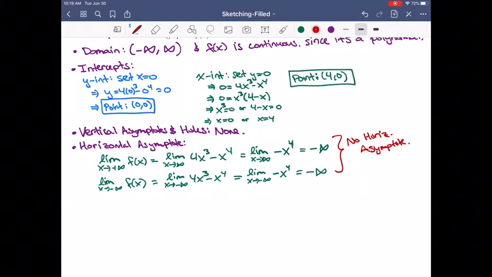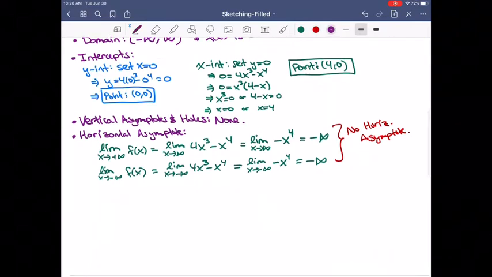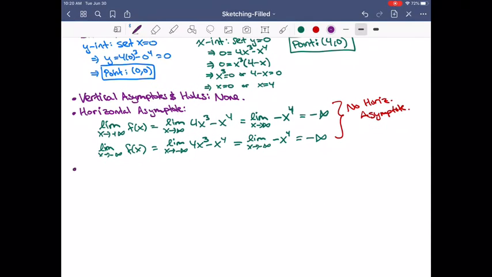Okay, but we also know that the y values are getting very small, so we can show that in our graph as well. Okay, the next thing we're supposed to check is symmetry. So we want to check for even and odd symmetry.